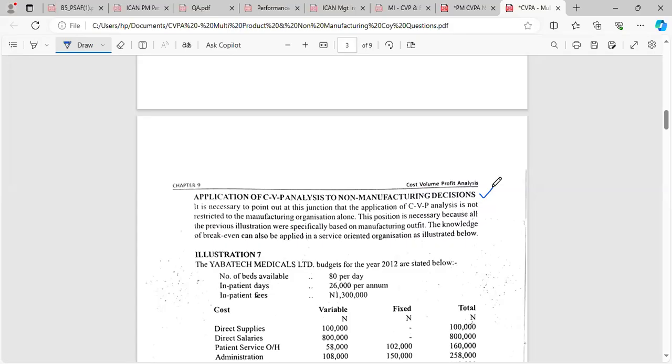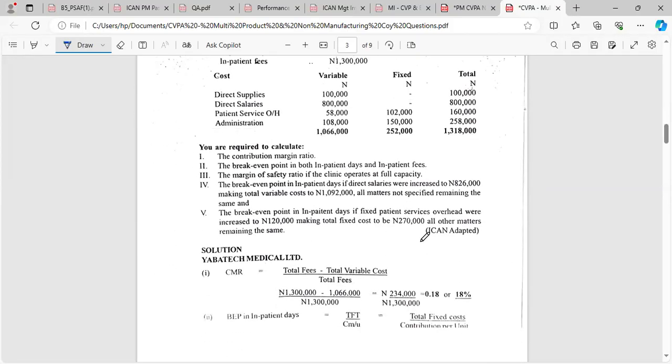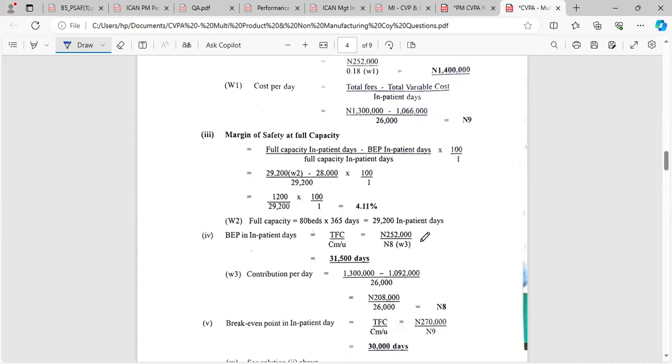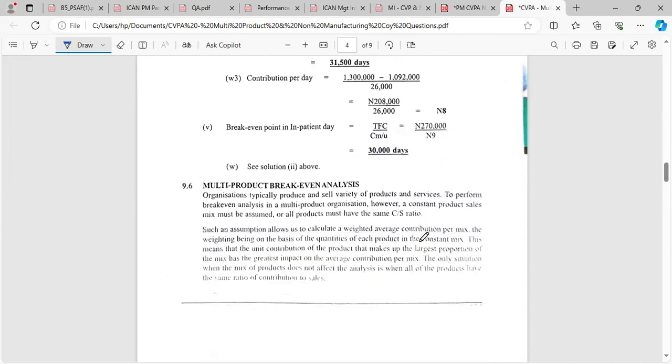What about companies that are into service rendering? How do you apply CVPA to them? We are going to look at that. Then we're also going to look at the last part of it, which is more or less the main reason for today's class, known as multi-product break-even analysis, where a company has more than one product. How do you compute the CVPA for it?